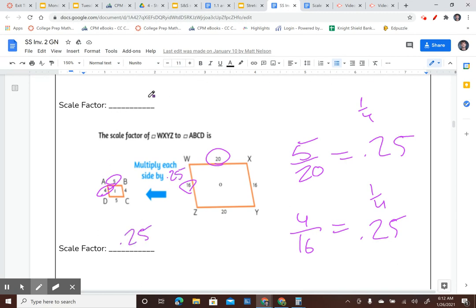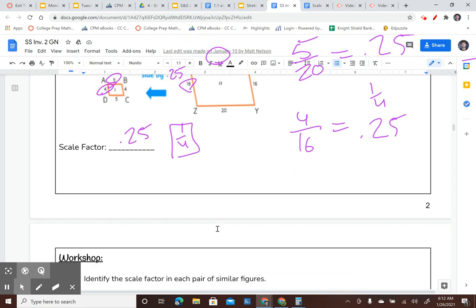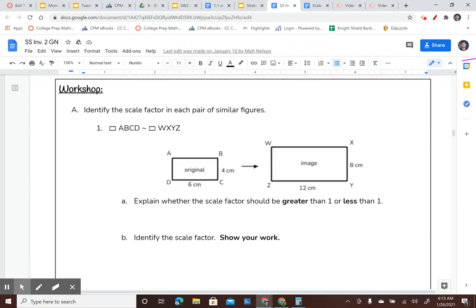All right, and notice it's just the opposite. Because up top we had scale factor of 4, which is equivalent to 4 over 1. And now our scale factor is 0.25, or 1 over 4. So notice it's just flipped when we go from the right side to the left side, or the left side to the right side, because it's the same figure set.